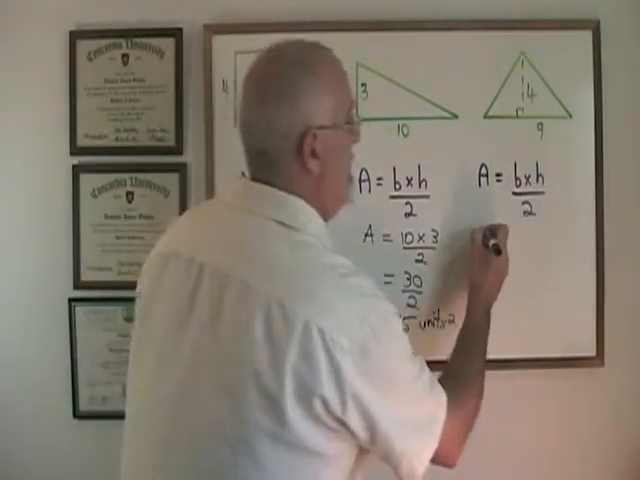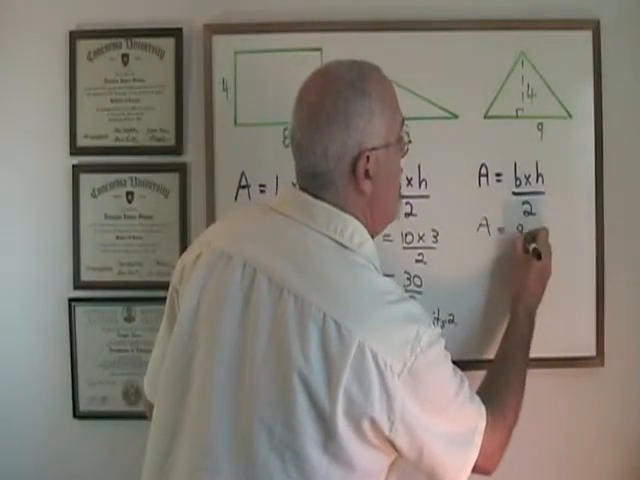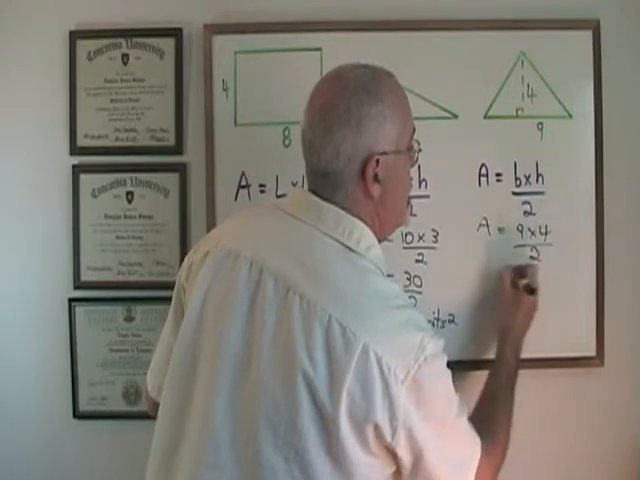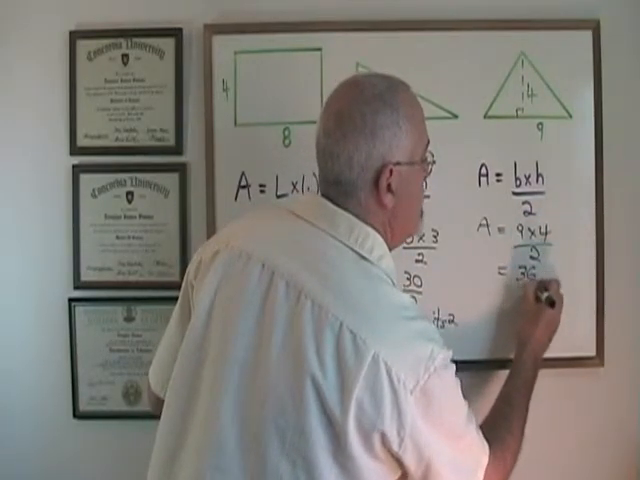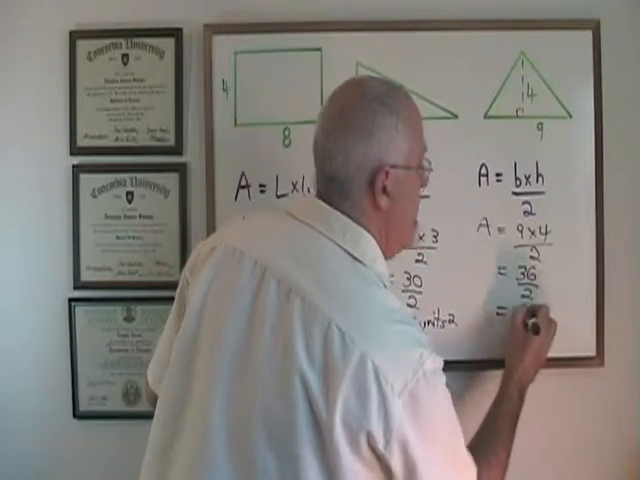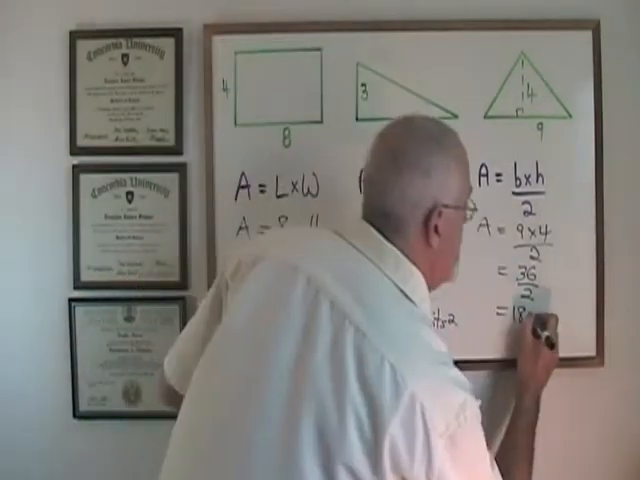And we can fill in our formula. Area equals 9 times 4 over 2, which is 36 over 2, which is 18. And again, the unit is units squared.